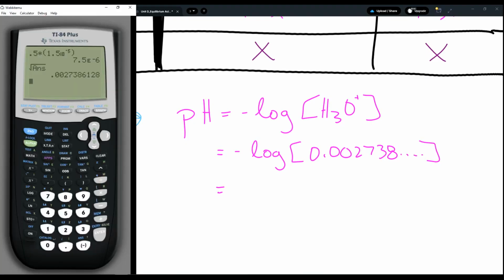Okay, so I'm using the raw unrounded number still, so negative log. Again, remember the most common mistake is to forget to include the negative in this equation. Second function, answer, close the bracket, hit enter. So the pH is 2.5624, goes on forever.